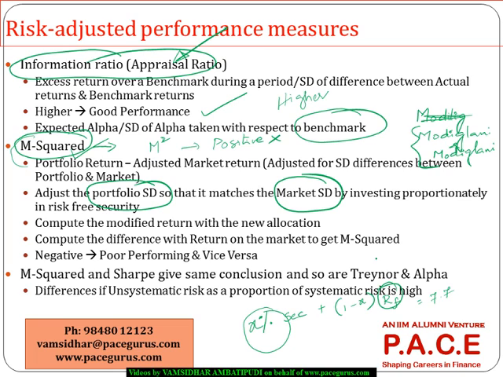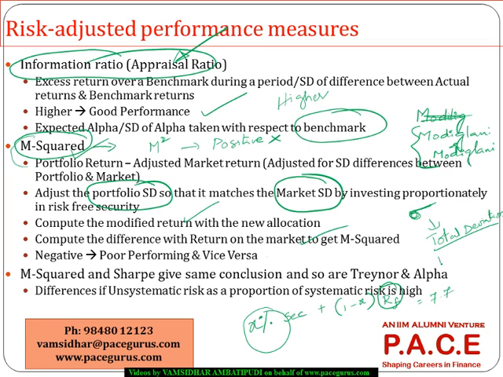So the more positive it is, the portfolio has performed better. The more negative it is, the portfolio's performance is not that exciting. So you are computing the modified return with the new allocation, and then we are trying to find out the difference to finally arrive at an M squared, and interpret the performance as good if positive, not so good if it is negative. And here also we see this is taking the standard deviation, which means this measure also is considering the total risk, not just the systematic.